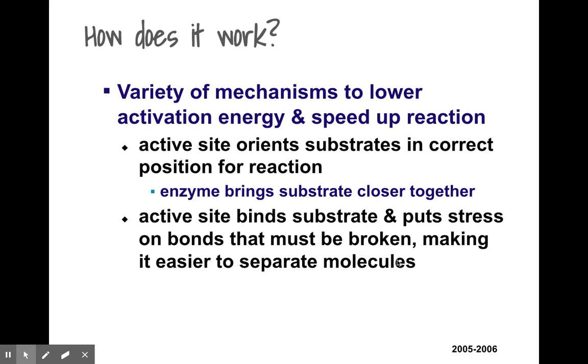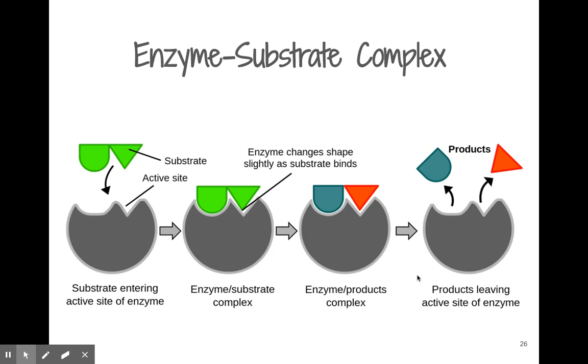So how does it work? There's a variety of mechanisms to lower activation energy and speed up reactions. The active site orients the substrates in the correct position for the reaction. The enzyme brings substrates closer together. The active site then binds the substrate and puts stress on the bonds that must be broken, making it easier to separate the molecules. Just like we see here.